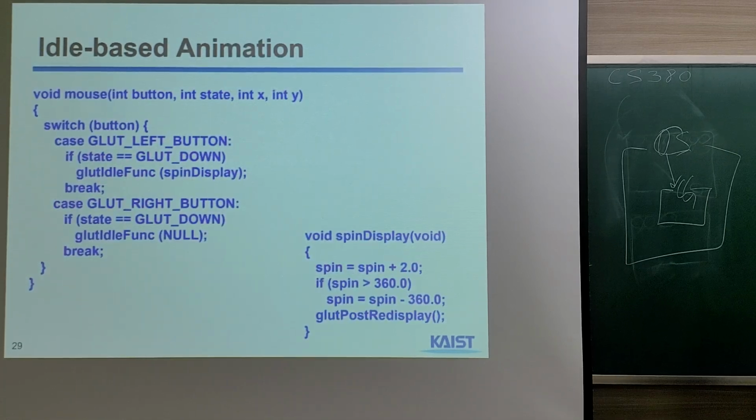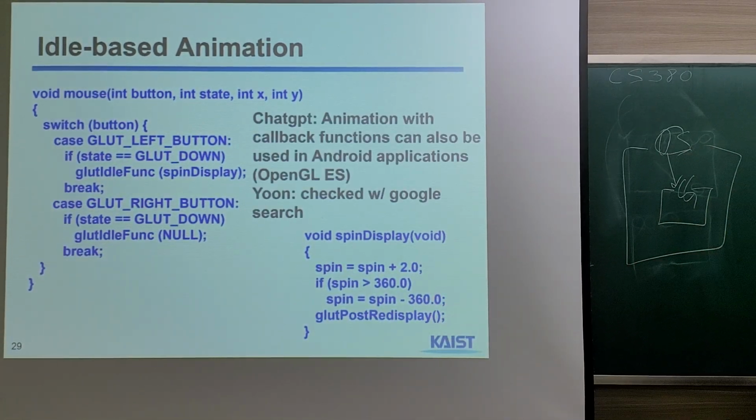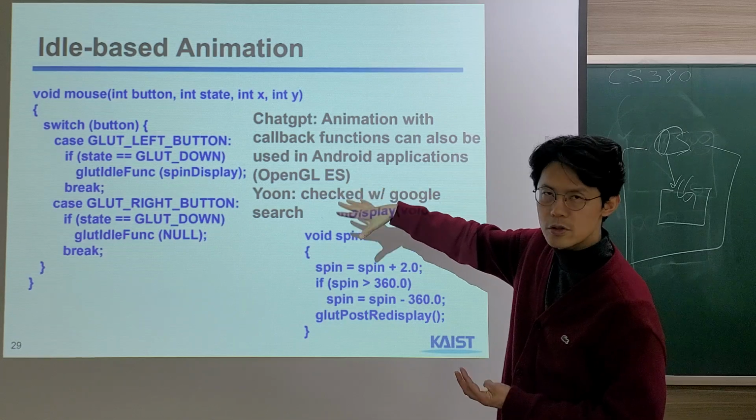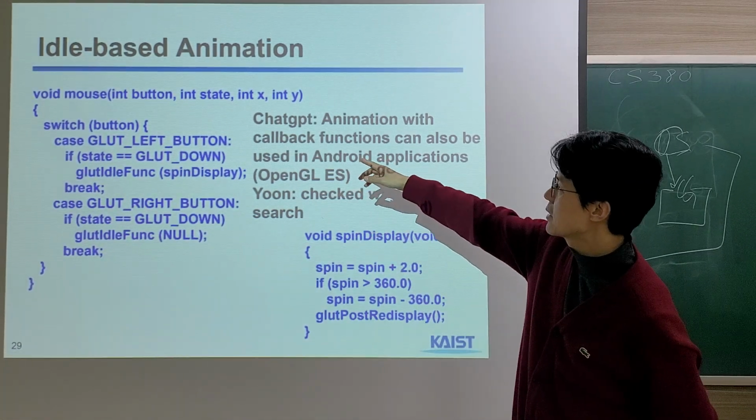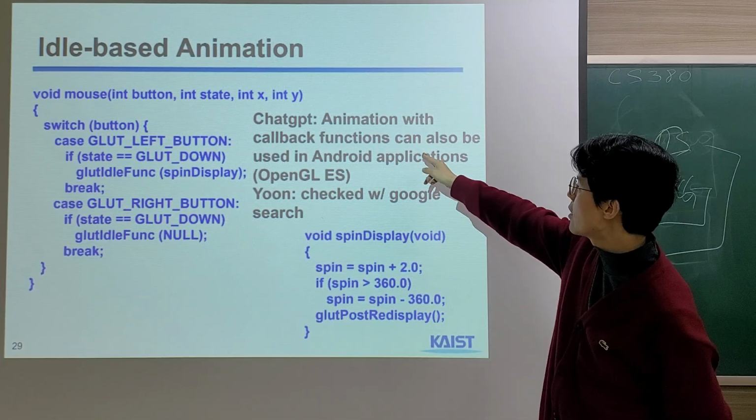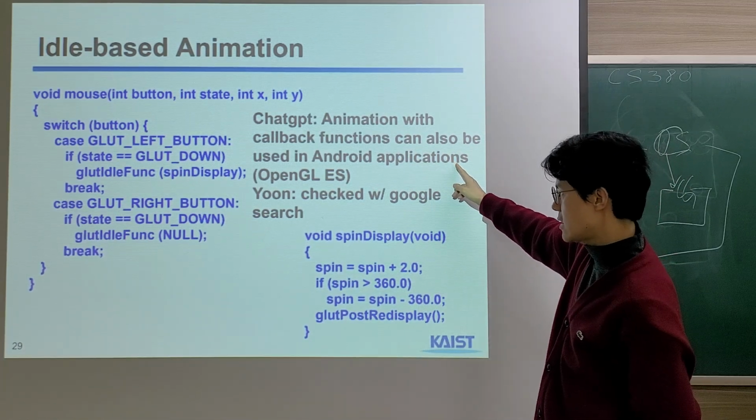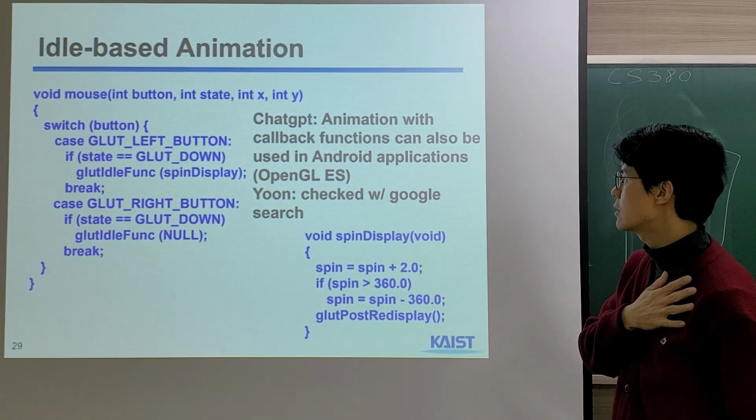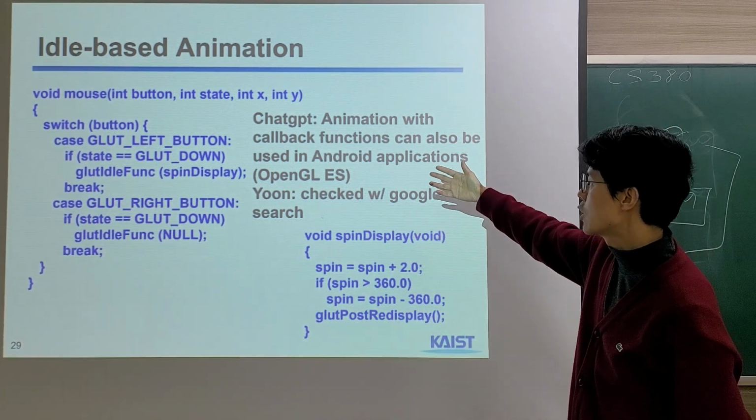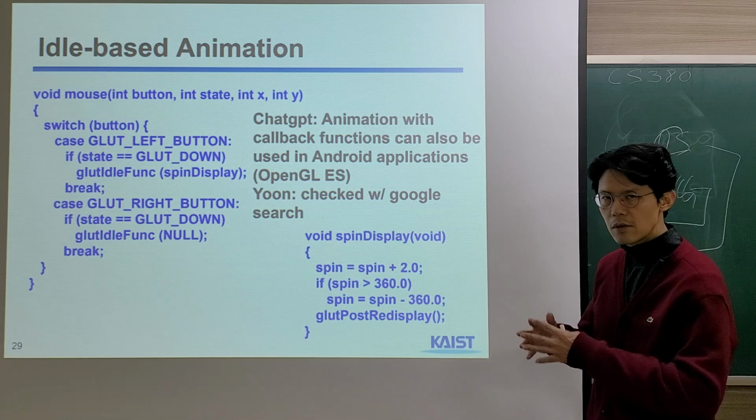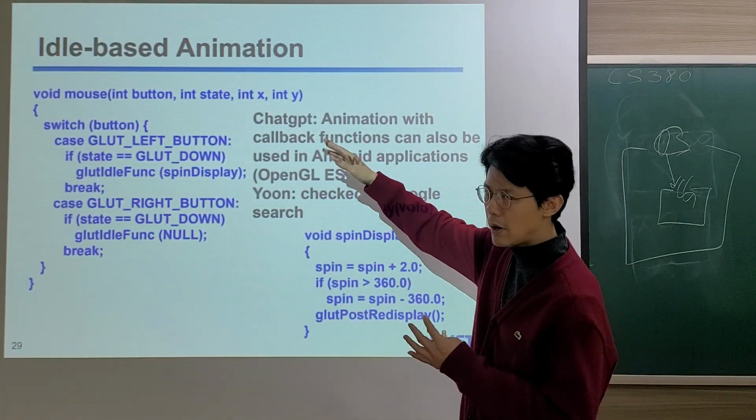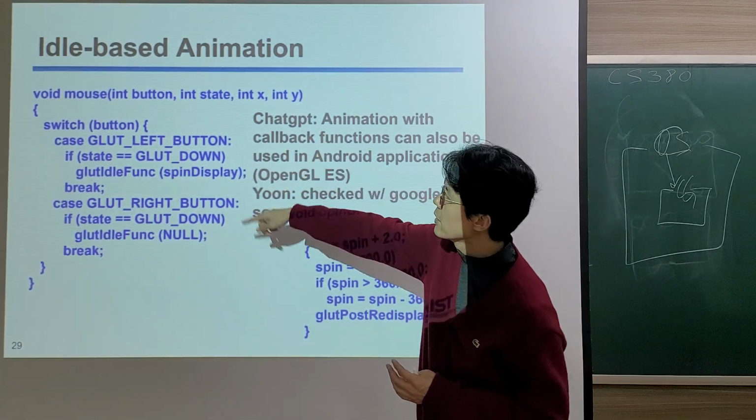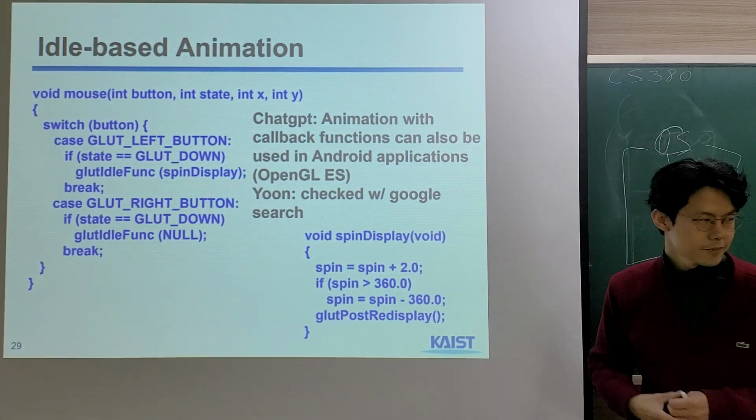Okay, so I already talked about this one, and I also discussed whether this kind of idle-based approach is available in other cases. I asked ChatGPT, and it said that animation with a callback function is also used in Android applications when you are using OpenGL ES for embedded systems. I also noticed that JavaScript uses this kind of concept, and I double checked with a Google search. So if you want to know the recent OpenGL or OpenGL ES code, you can ask ChatGPT to translate this code. I found ChatGPT is very good at it.